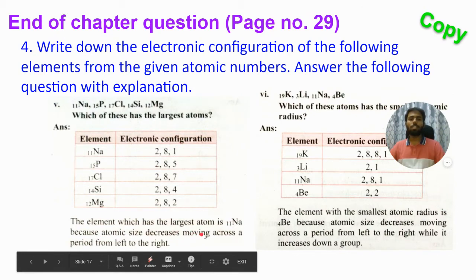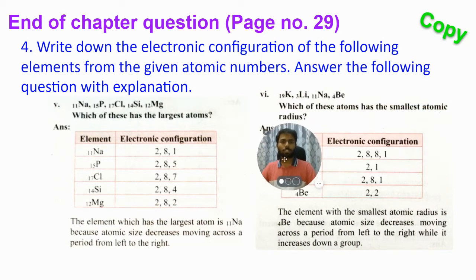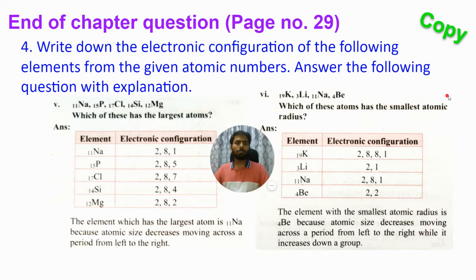Because atomic size decreases moving across a period from left to right. So सबसे left में sodium है, so it will have the largest atom. Okay. Next, which of these atoms has the smallest atomic radius?